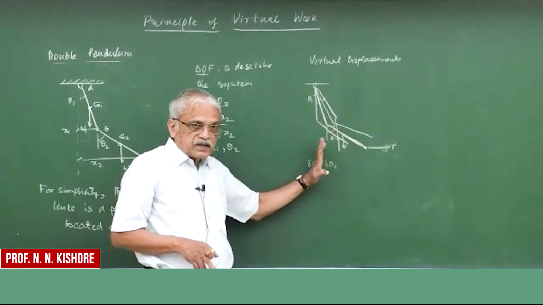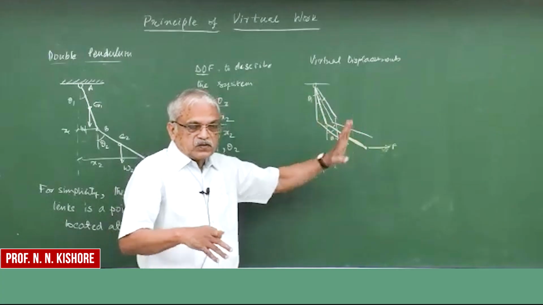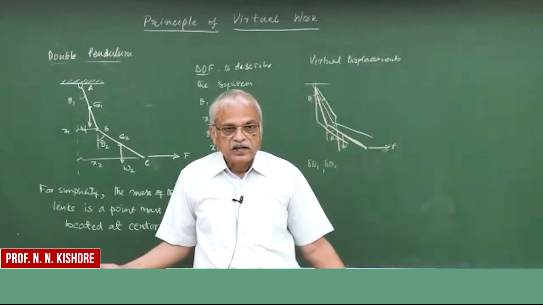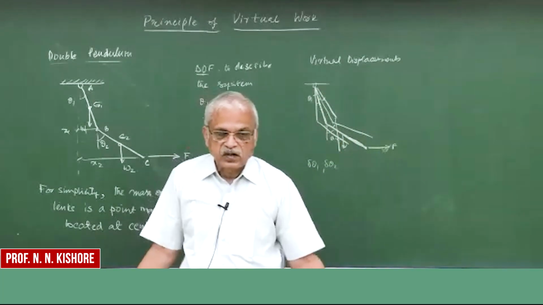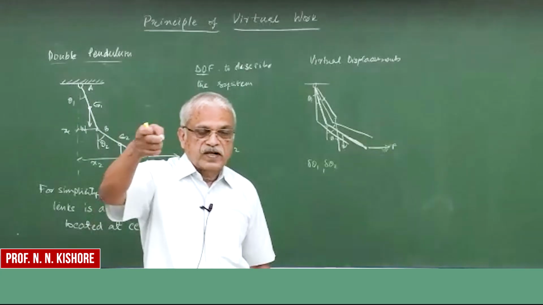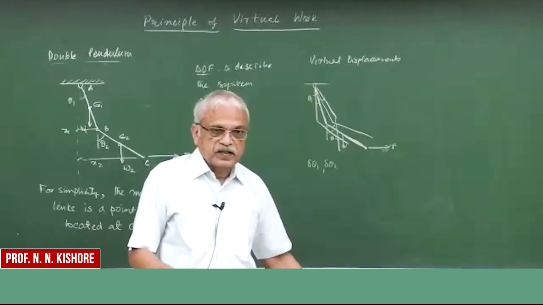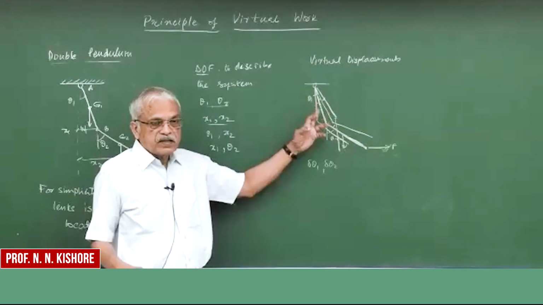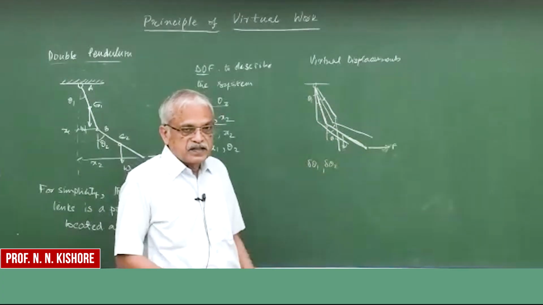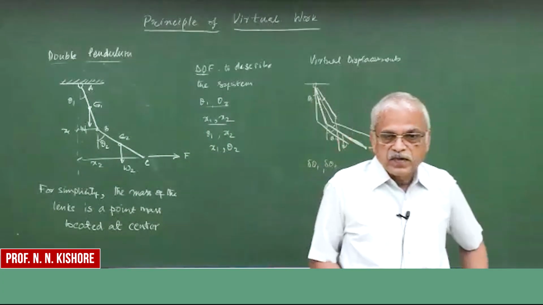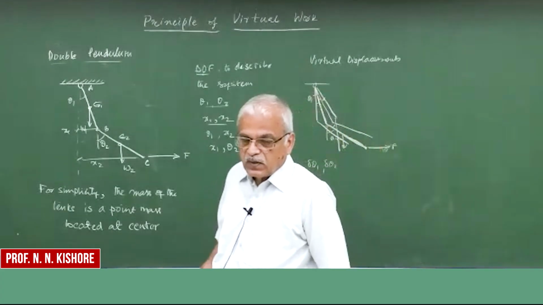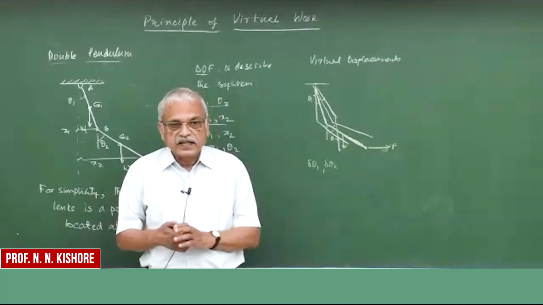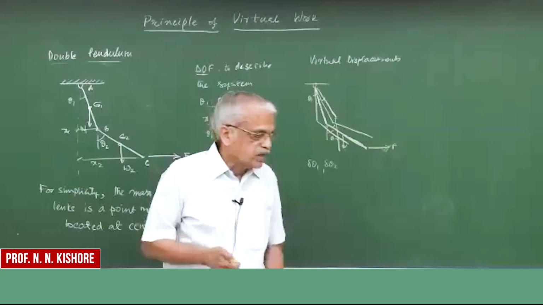So the degrees of freedom will come into the picture. To describe so many types of virtual displacements is not possible, for every plus 1 degree, minus 2 degree, plus 2 degrees, minus 1 degree. So in any case, what we say is that a small perturbation in delta theta 1, and a small perturbation in theta 2, delta theta 2.